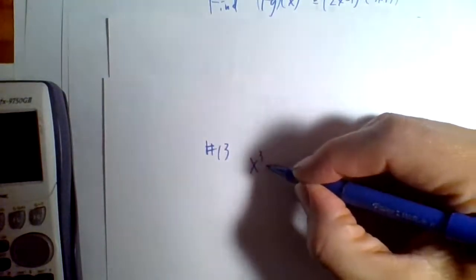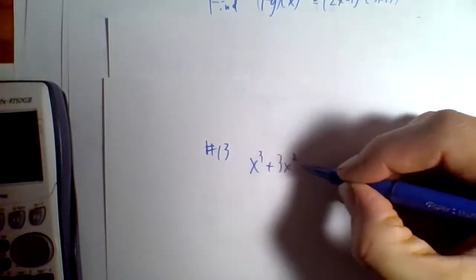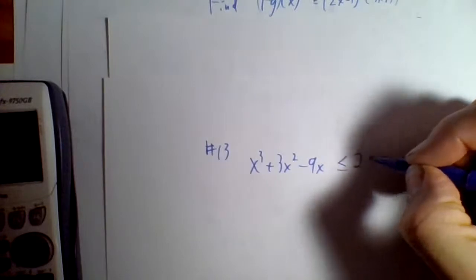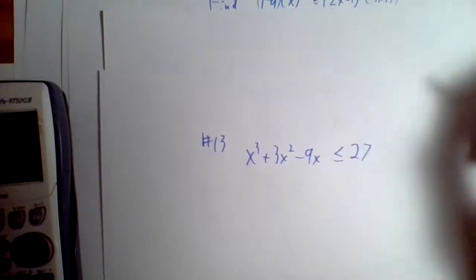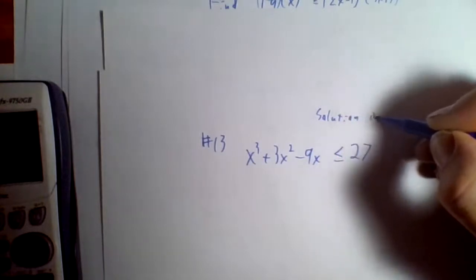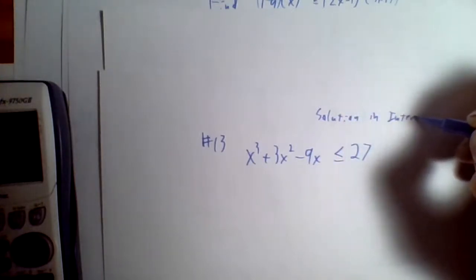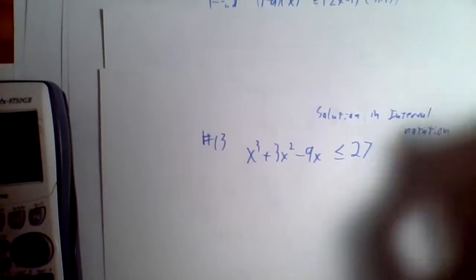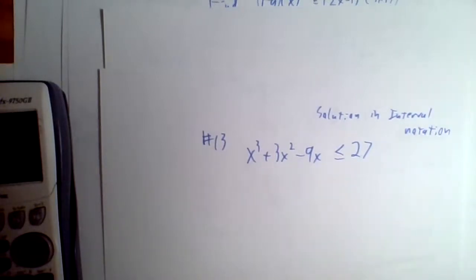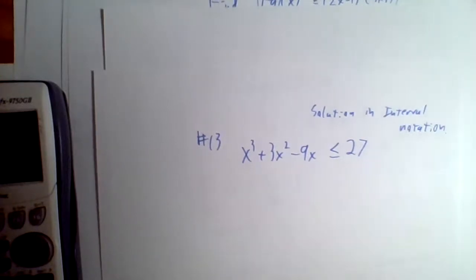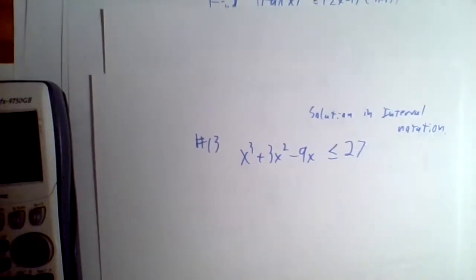x cubed plus 3x squared minus 9x is less than or equal to 27. It says to write the solution in interval form. Interval notation, that's what we used on the last one. From something to something, or from something to infinity, those kind of things are intervals. That's the notation we want the answer for.